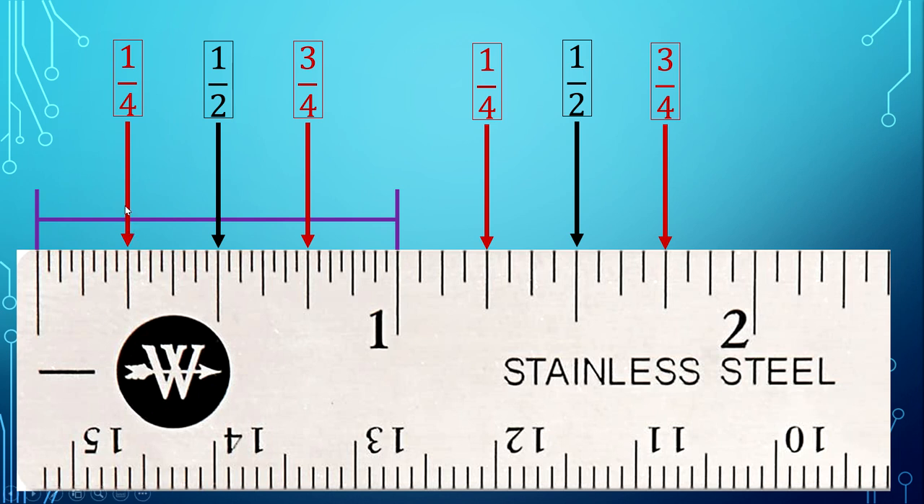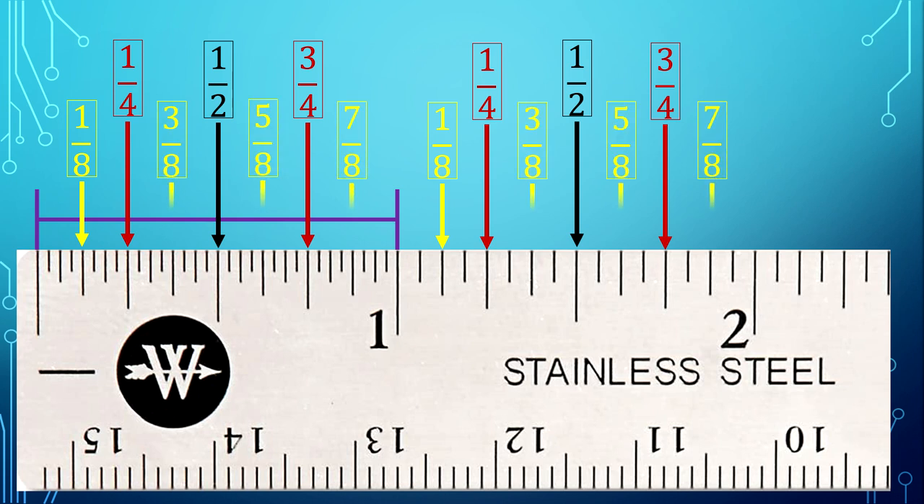Now if we take half of 1/4, which is the same as multiplying times 1/2, we end up at this mark right here, which is our next longest mark, which is our 1/8 of an inch. And then again, we can count 1/8, 2/8, which reduces to 1/4, 3/8, 4/8, 4 over 8 reduces to 1/2, 5/8, 6/8, which reduces to 3/4, and then 7/8.